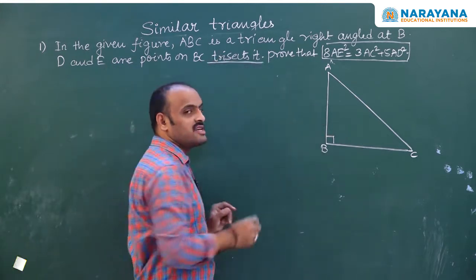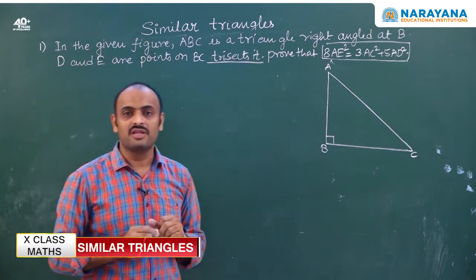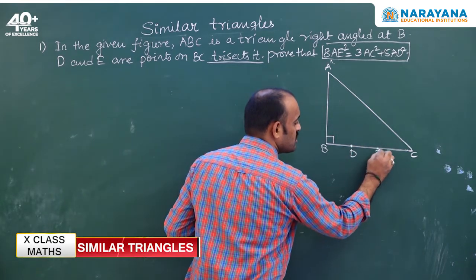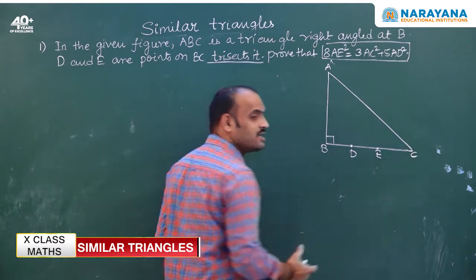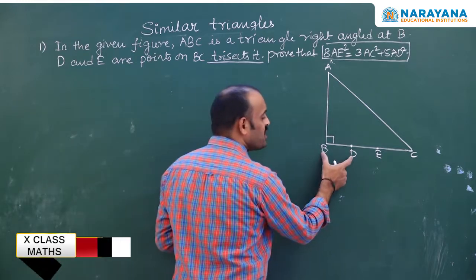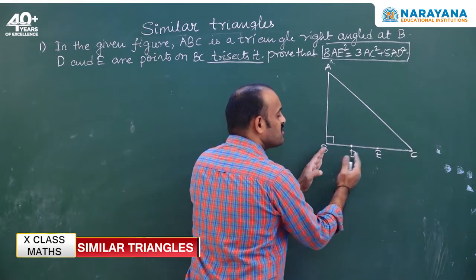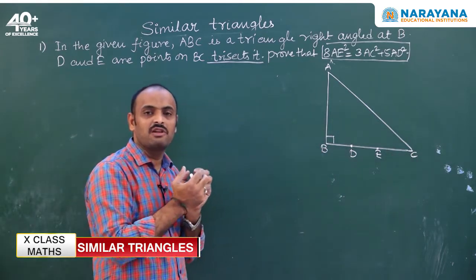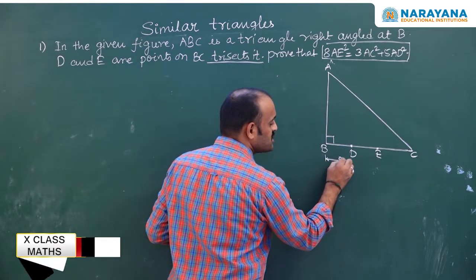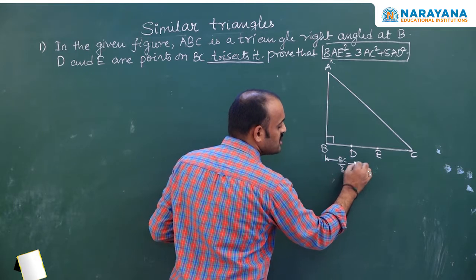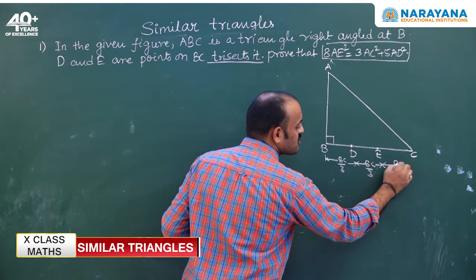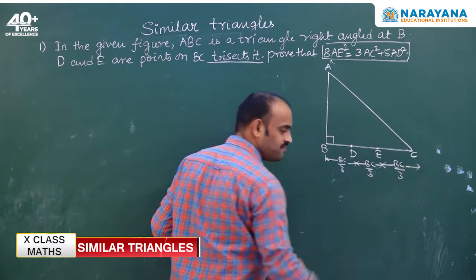Trisect it. Trisecting means dividing into 3 equal parts. BD, DE, EC, these 3 parts are equal to each other. Therefore, each part will be 1/3 of BC. This BD length will be BC by 3, this DE length will also be BC by 3, and this EC length will also be BC by 3.